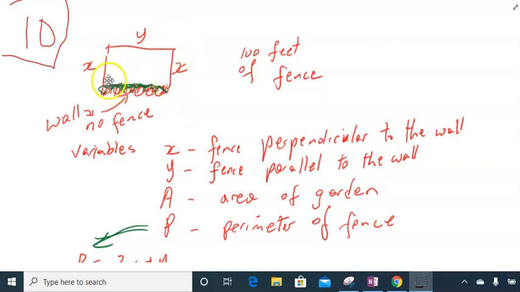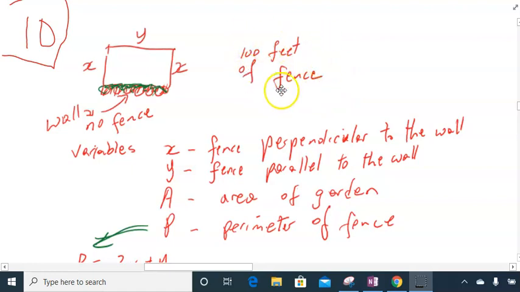This situation will look like where we have the 2 sides, and we label them X, that run perpendicular to the wall. And there's another piece of fence here, Y, that runs parallel to the wall. We have 100 feet of fencing. And so that is our constraint right there.